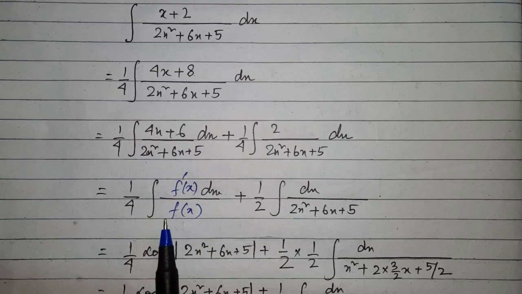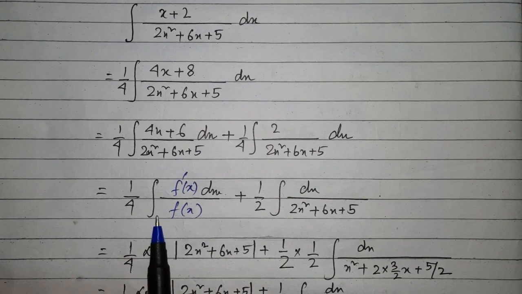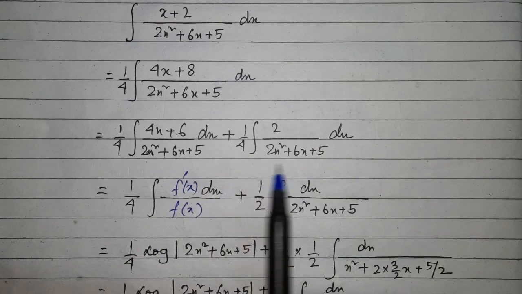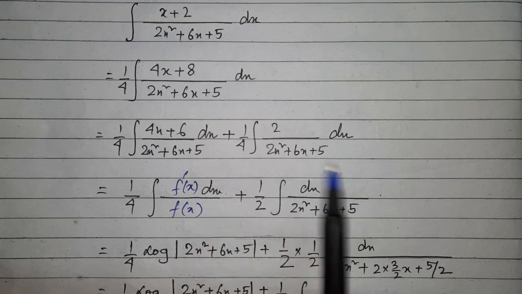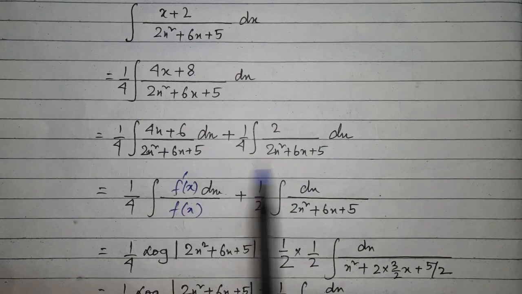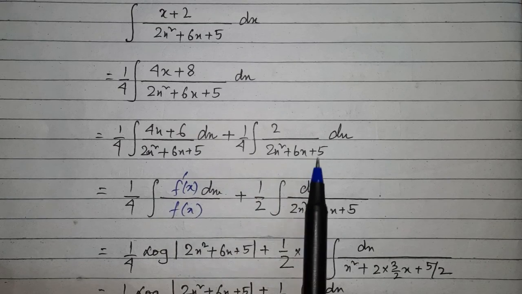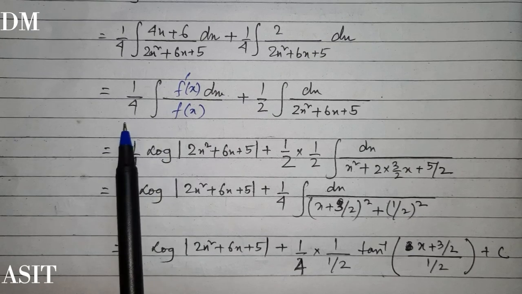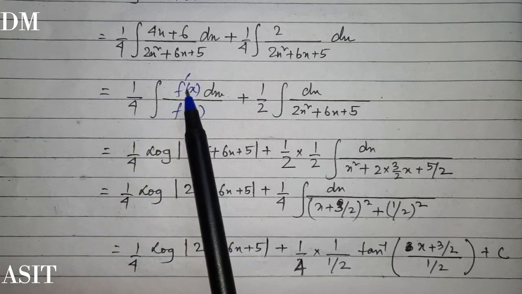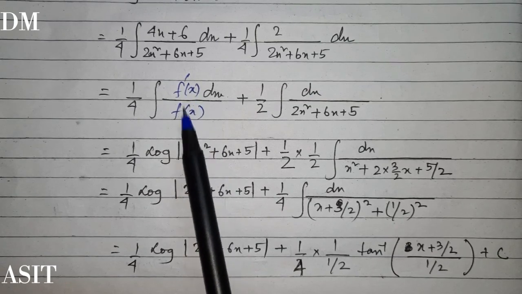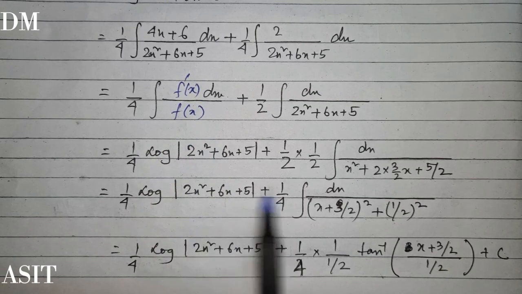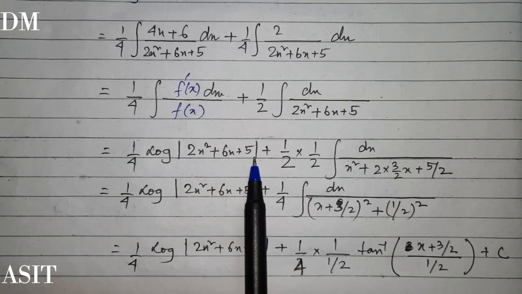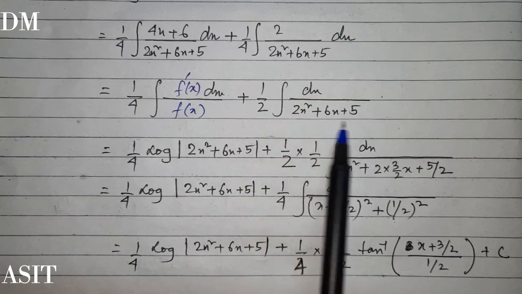So in the last method we have seen, we have done some px plus q equals to a into differentiation of the quadratic expression plus b. There we find out a and b, but here we have done this process by using my intuition. Now we know that the integration of this kind of expression, that is f dash x by fx, the integration of this kind of expression is log fx. So this will be 1 by 4 log mod 2x square plus 6x plus 5 plus now the integration of this.